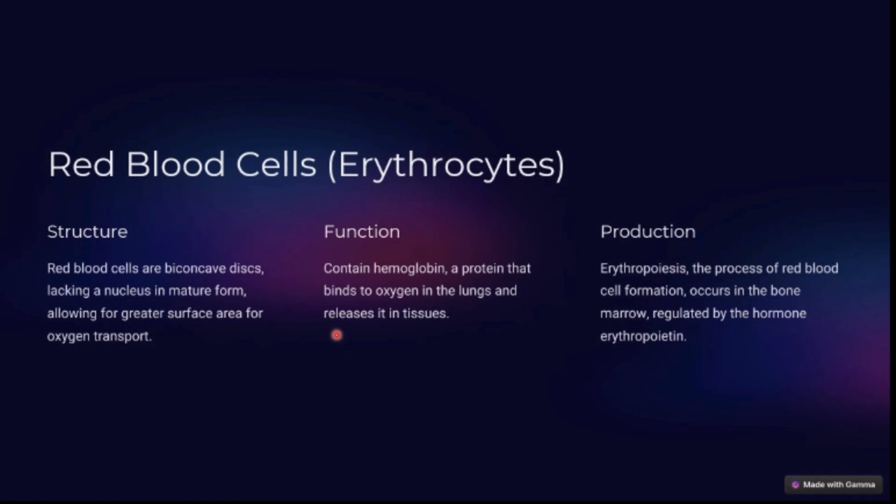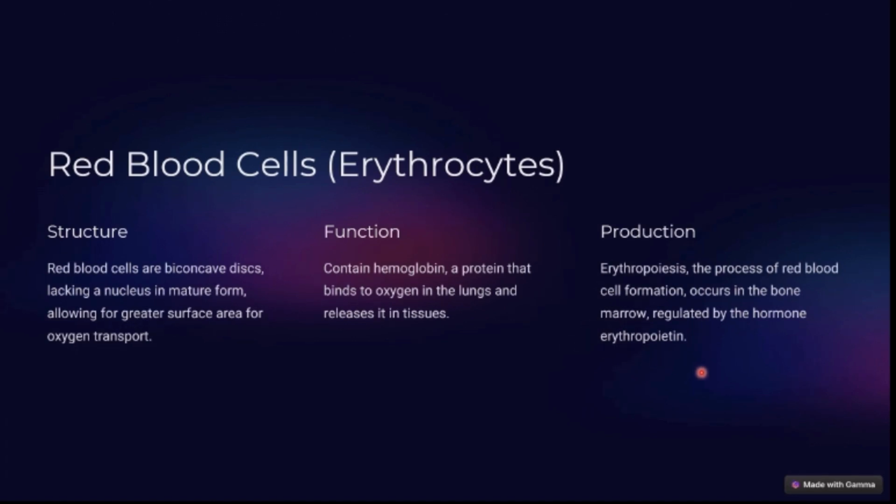Hemoglobin also facilitates transport of carbon dioxide from the tissues back to the lungs and from there it is exhaled out. So O2 transport and carbon dioxide expulsion. Each RBC contains about 250 million hemoglobin molecules, which allows the cell to transport about 1 billion O2 molecules. Okay, so its production we'll see. Erythropoiesis, the process of red blood cell formation, occurs in the bone marrow, regulated by the hormone erythropoietin.